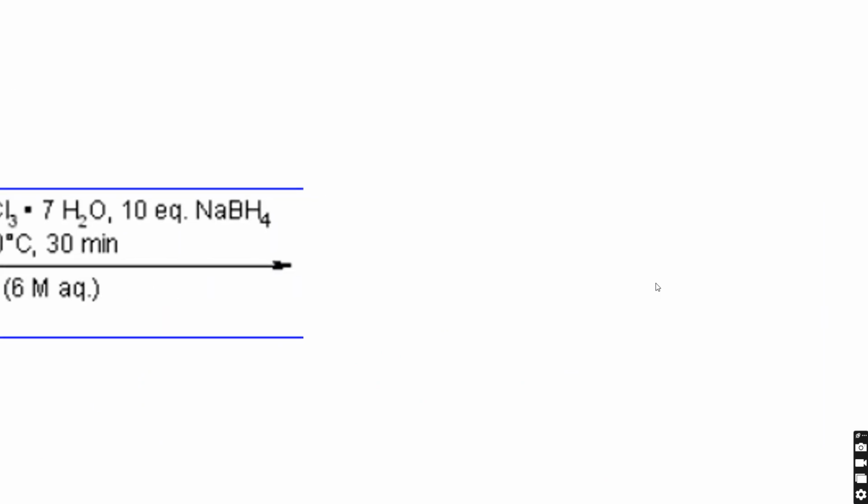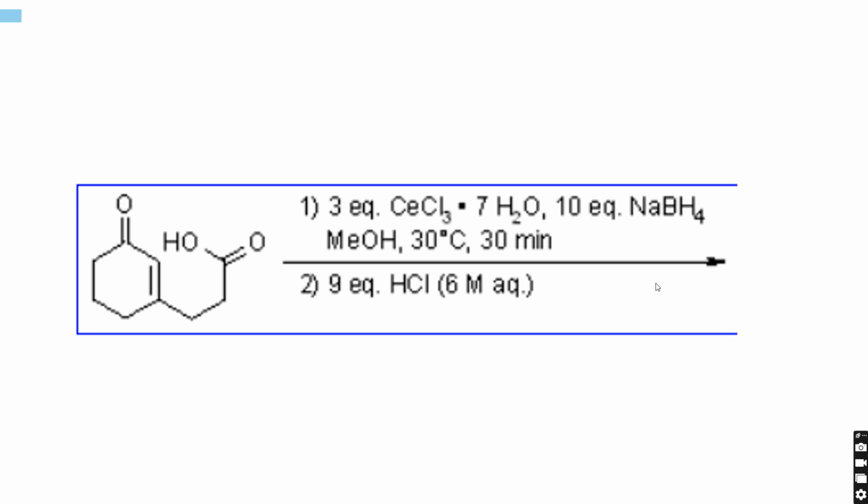So after this, let us move to this question. Here you have a cyclohexenone with an alkyl chain containing a carboxylic acid group, and you are treating it with sodium chloride, sodium borohydride in methanol. And this reaction condition, if you remember, is nothing but Luche reduction condition.